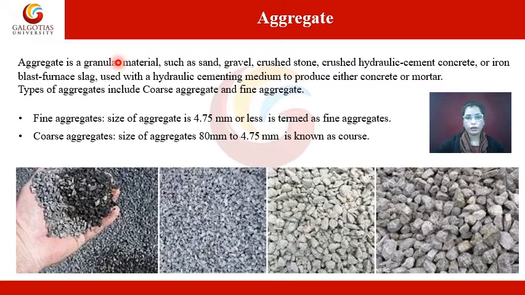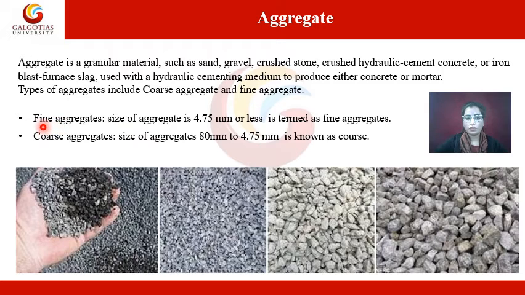Now we have aggregate. Aggregate is a granular material such as sand, gravel, crushed stone, crushed hydraulic cement, concrete or iron blast furnace slag used with a hydraulic cementing medium to produce either concrete or mortar. Types of aggregate include coarse aggregate and fine aggregate. So these are the two types of aggregate.